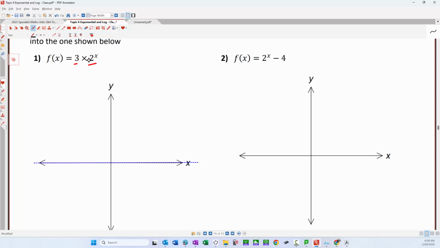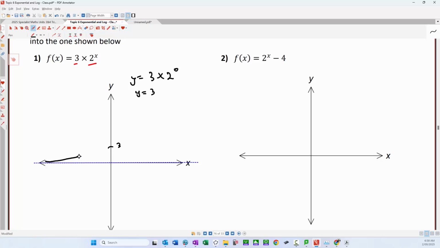We can just do this by subbing in 0 to get the y-intercept. So remember, the y-intercept occurs when x is equal to 0. 2 to the 0 is 1, y equals 3. So we're going to pop that there.